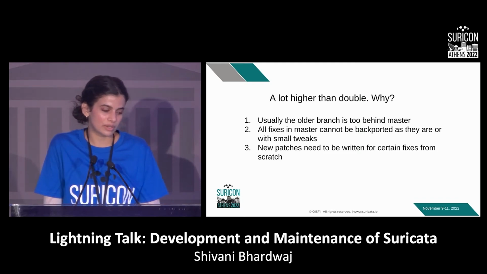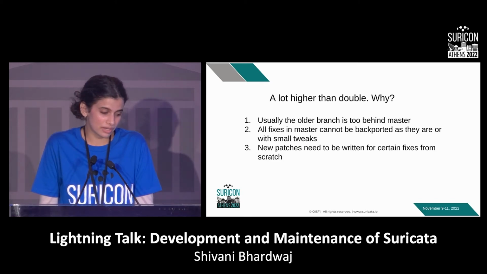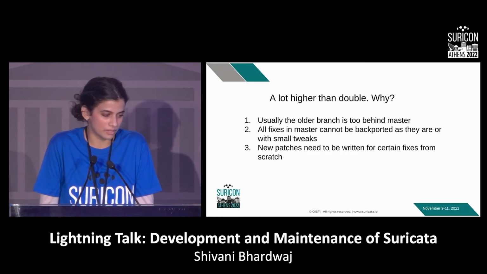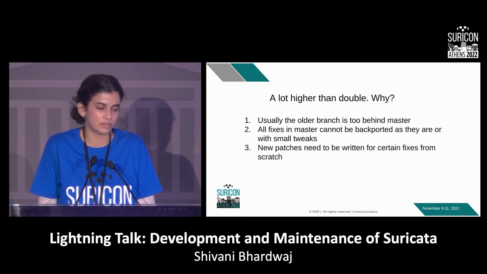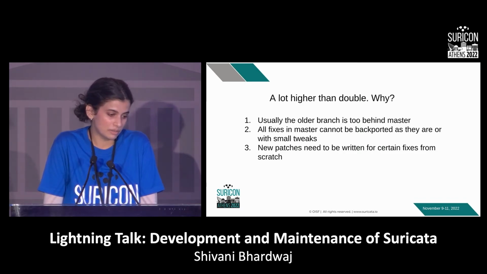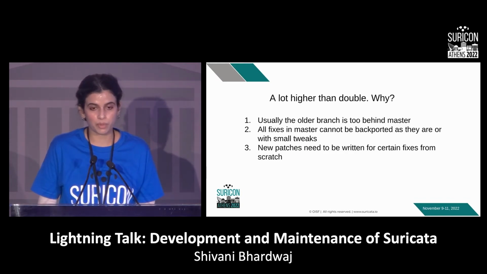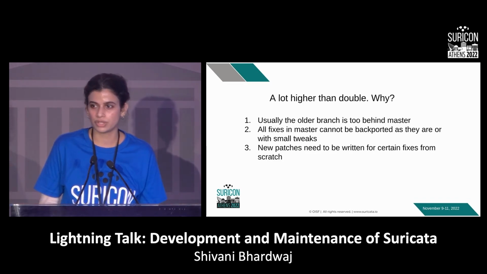When we started doing this, it was becoming very difficult for us to maintain 5, because it was an old branch and it was 2 behind master. Well, not that old, but still it was 2 behind master given the active development with Suricata. And all the fixes in master were not something that could be backported just like they are, or with some small tweaks. So sometimes we would have to rewrite the entire patch for certain things.